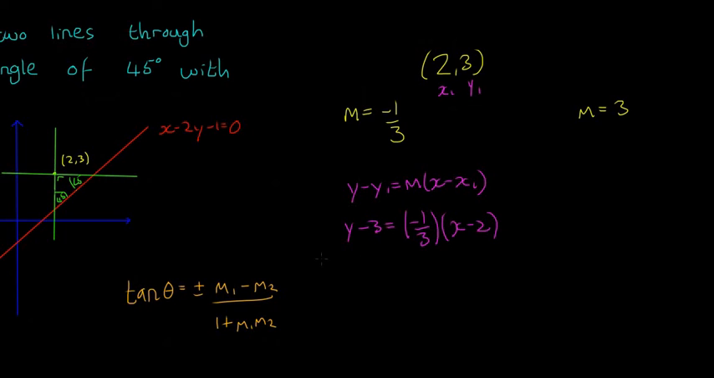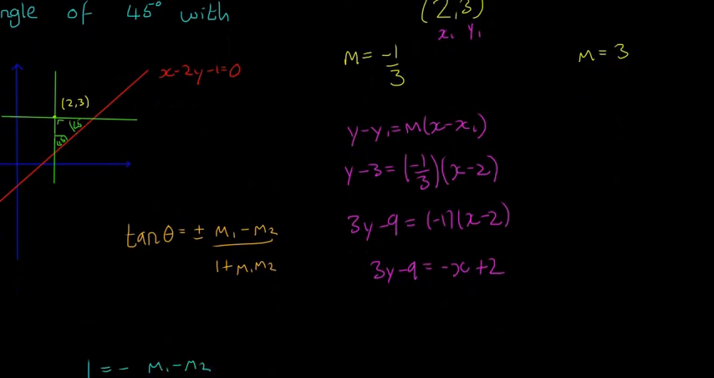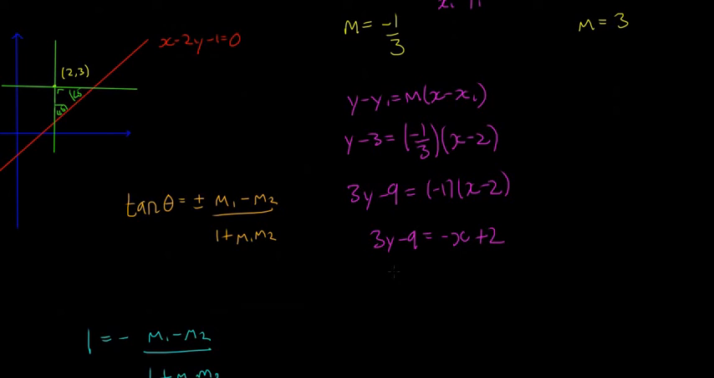We're going to multiply everything by 3. We're going to get 3y minus 9 is equal to minus 1 by x minus 2. Minus 1 by x is going to be minus x. Minus 1 by minus 2 is going to be plus 2. And then I'm going to move everything over to this side. So we're going to have x plus 3y minus 11 is equal to 0. So that's going to be one of our green lines.